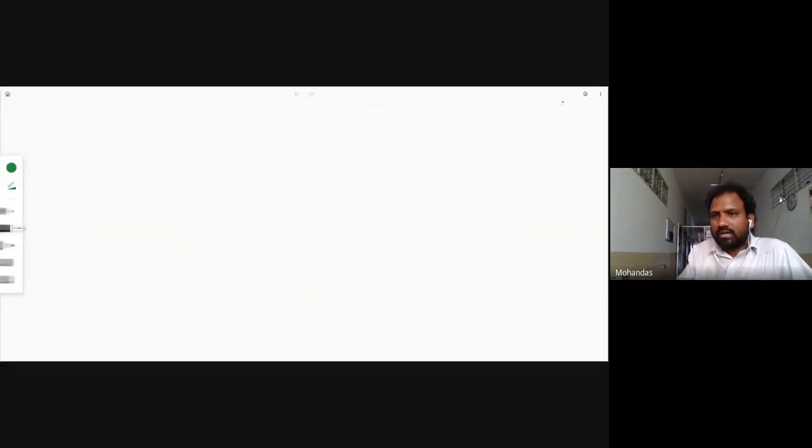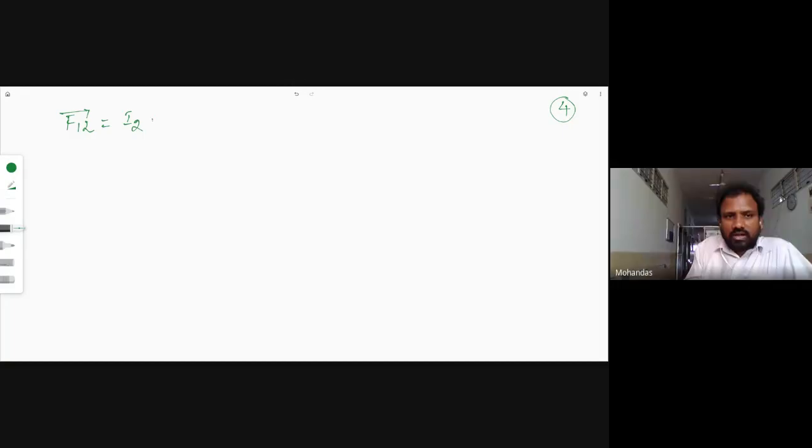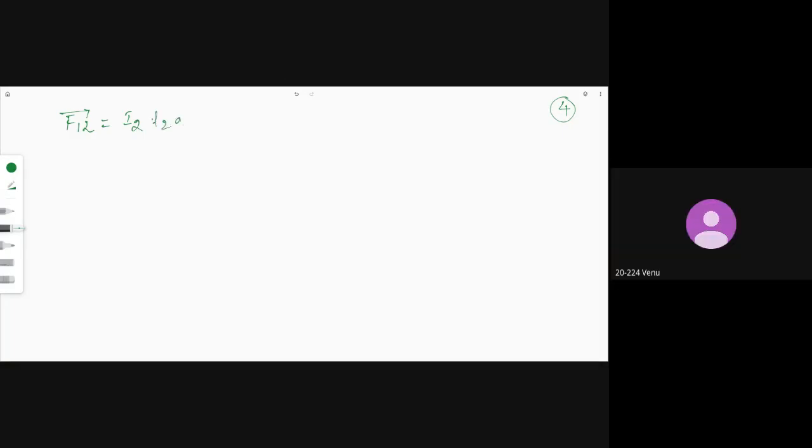Now, next sheet is the 4th sheet. Tell me the last equation in the third sheet. F12 equal to I2 DL2. In place of DL2 we wrote L2 into AZ.